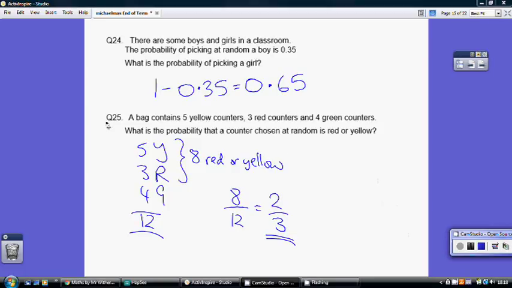Question 25. A bag contains 5 yellow, 3 red, 4 green. What is the probability that the counter chosen at random is red or yellow? Well, first of all, note that we've got 12 counters in total. Now the total number of red or yellow is 5 add 3, which is 8. So the probability of choosing a red or a yellow is 8 out of 12, so that's 8/12. And to simplify this, not that we were asked to, but if we were going to, we can divide top and bottom by 4, giving us 2/3.